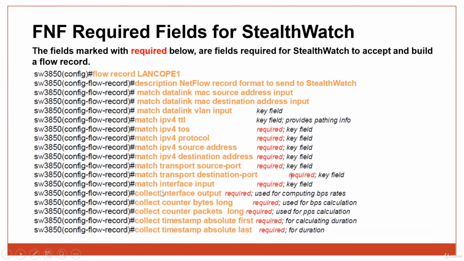And finally, we have one example here that you want to have this record option. So here you can see there's flow record, and in that record what you want to match. So you want to match the data link MAC, the destination data link MAC, VLAN, TTL, TOS, protocol, source address, destination address, and then finally you have the optional, that's the key and non-key option as well. Those things you can go and match.